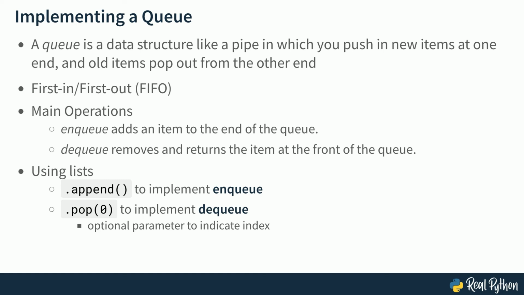Implementing this with the list, again, append will be used to enqueue, add or append something to the end of the list. Dequeue will be implemented with pop, providing an argument of 0. This always pops off the element at the front of the list, which is being viewed as the front of this queue.